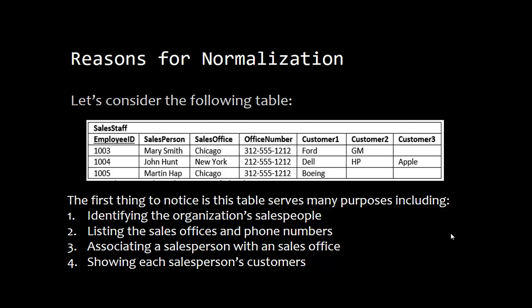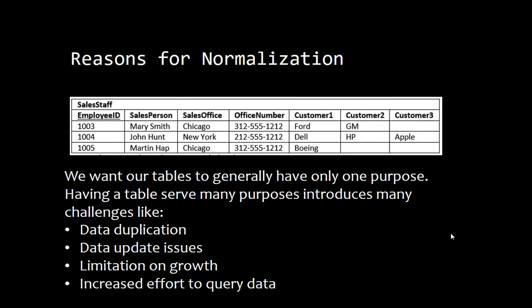So when you look at this, the first thing you should notice is this table does a lot. And our goal here is that when we have a table like this, the table should only have one purpose. Having a table serve many purposes introduces many challenges like data duplication. You can see that the sales office has Chicago twice.